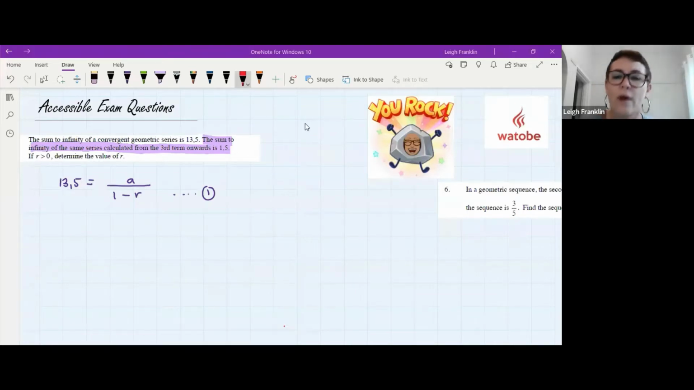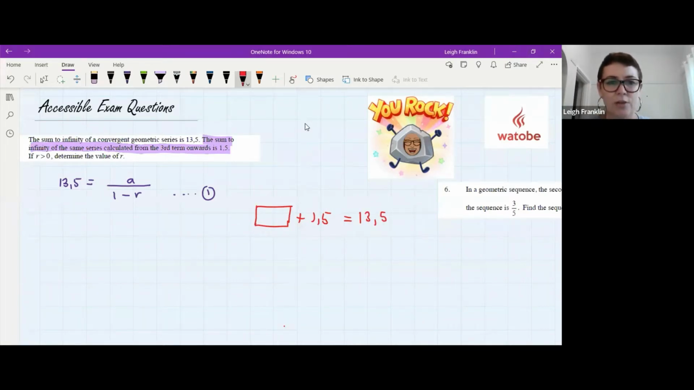Not sure. Okay. All right. So if this is a little bit of a difficult one for you, let me assist you guys with this. What they are saying is this. There is a particular value. If we add 1.5 to that, we're going to end up with 13.5, which is our sum to infinity.